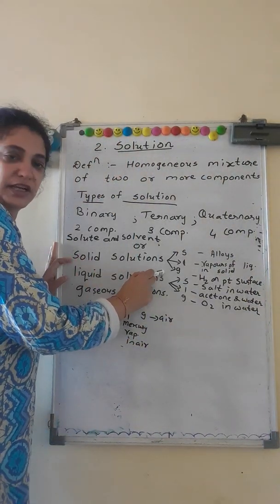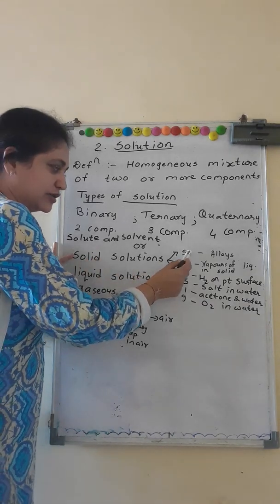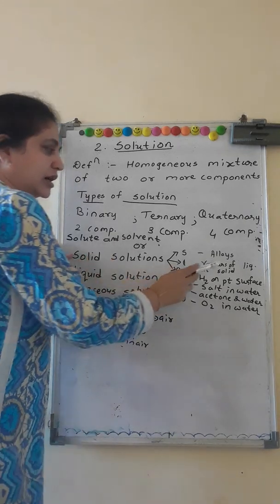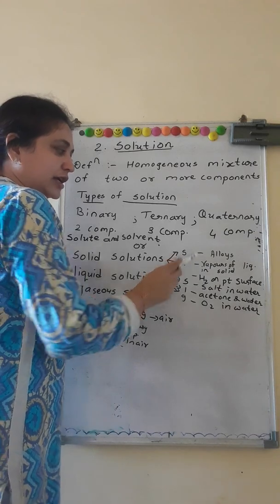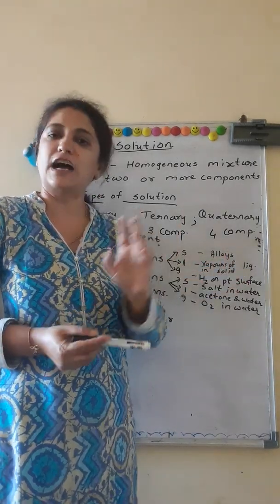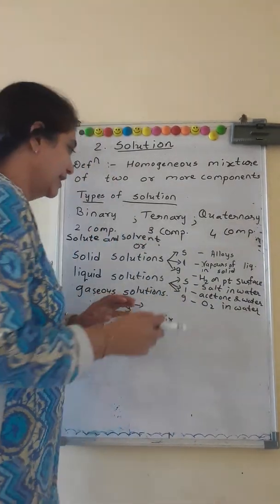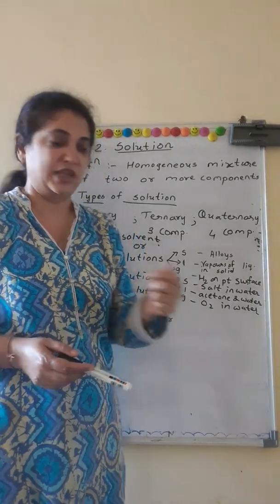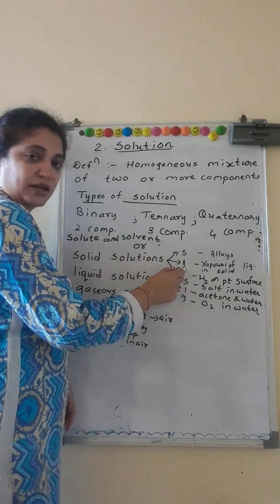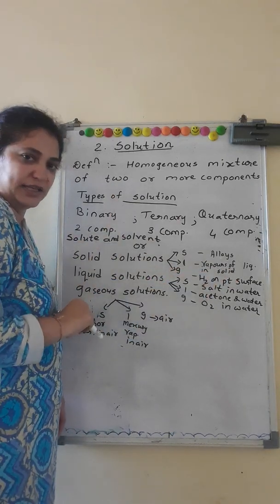Solid solutions. In solid solution, solvent will be solid and solute can be solid, liquid or gas. Now when solvent is solid and solute is also solid, a homogeneous mixture of two metals is an example. So alloys are this type of solution because it is a homogeneous mixture of two metals. Or a colored glass also can be the example. Then we have solid solvent and liquid solute.